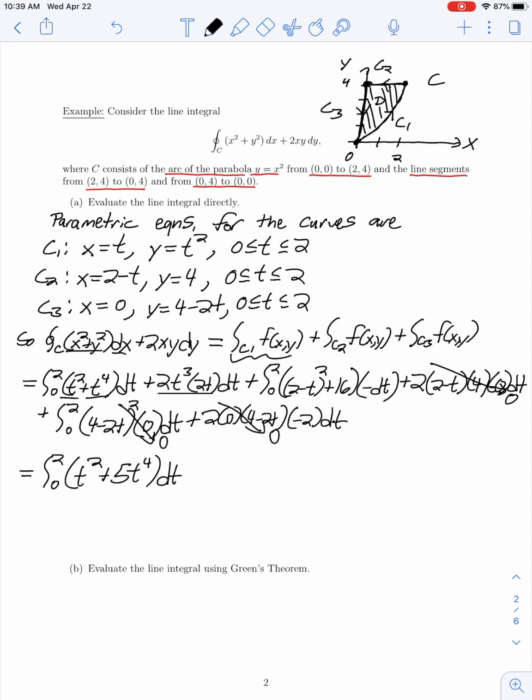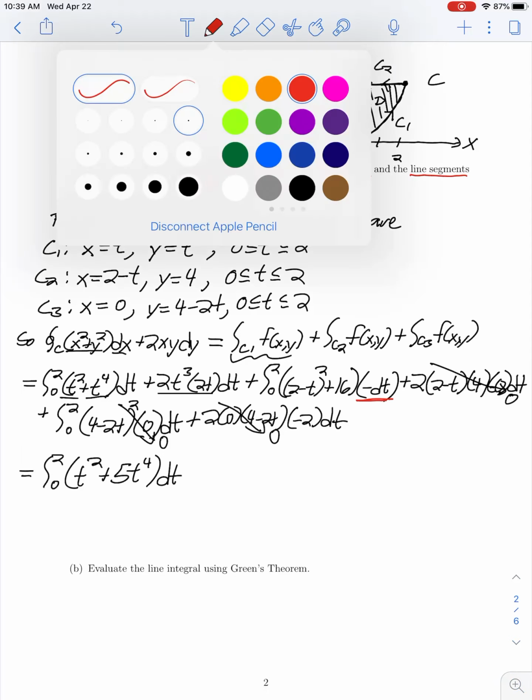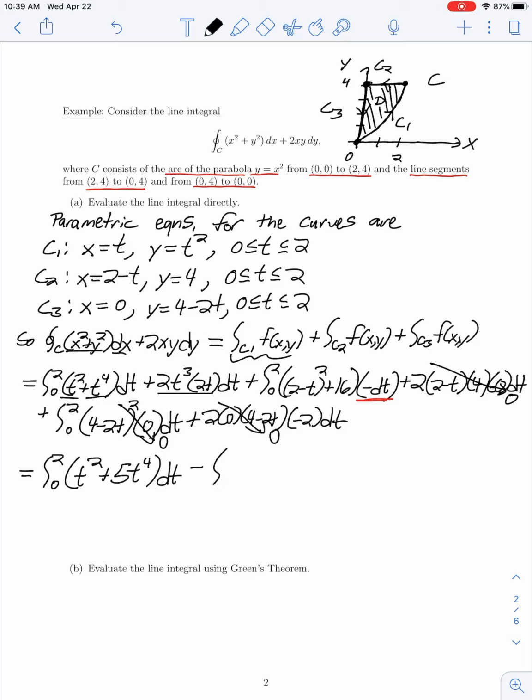And then for our integral over C2, we are left with, let's see what we have here. So we had a negative dt. So out in front, I can bring the constant of negative 1. I've got the integral from 0 to 2 of, let's see what we have when we expand this term. So expanding this, we would have a t squared minus 4t plus 4 plus 16, so plus 20, dt.